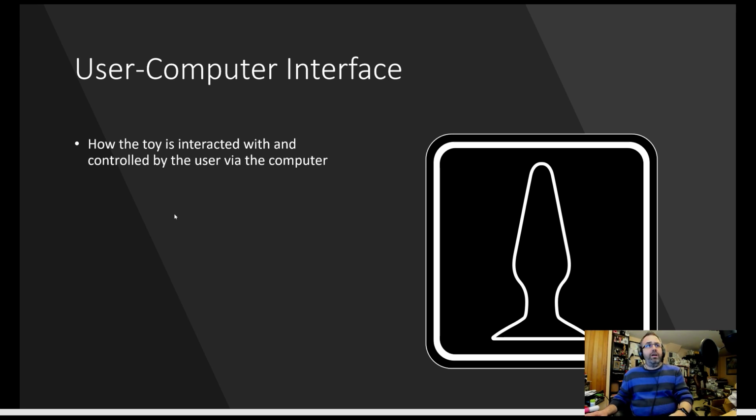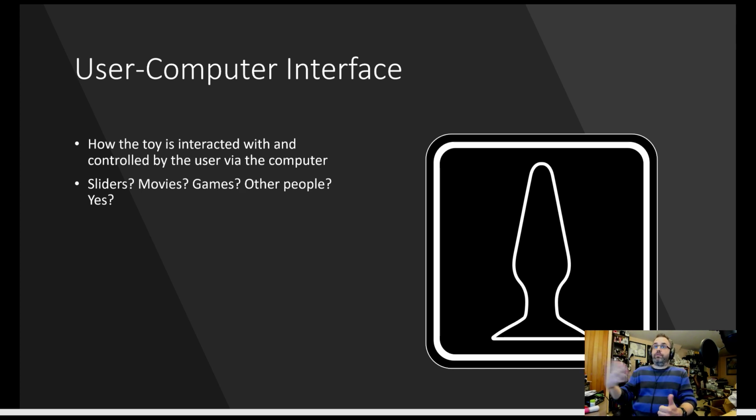So user-computer interface, this is how the toy is interacted with and controlled by the user via the computer. This can be like a slider that you move around to make the toy move faster, vibrate faster or slower, or stroke or something like that. This could be the movie interface that I've mentioned already, where the video can synchronize with the toy. This could be a game where doing something in the game makes the toy move faster. It could be other people doing any one of the three things I just mentioned. Basically, it's anything the computer does that affects the toy.